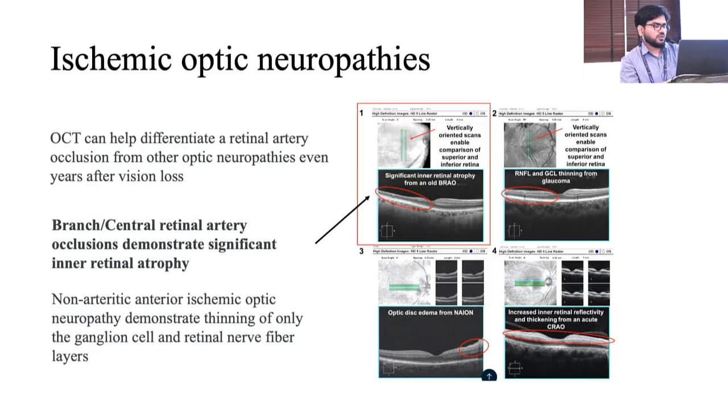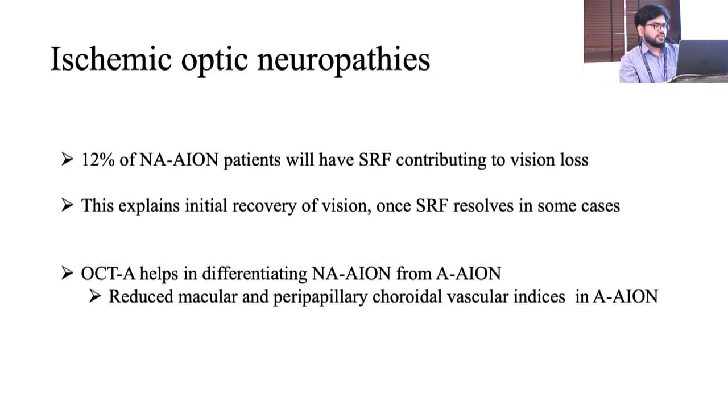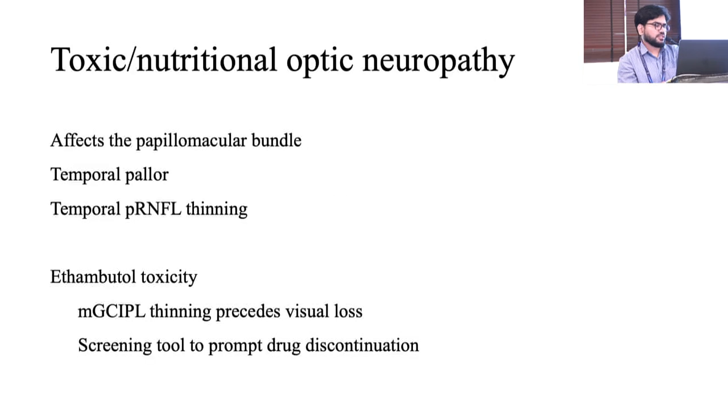Whereas in non-arteritic ischemic optic neuropathy, you will see thinning only localized to the ganglion cell and the retinal nerve fiber layers. The other important thing is that 12% of patients with NAION present with subretinal fluid contributing to vision loss, and this explains, in one of the studies, the reason for initial recovery of vision once the SRF resolves in some cases.